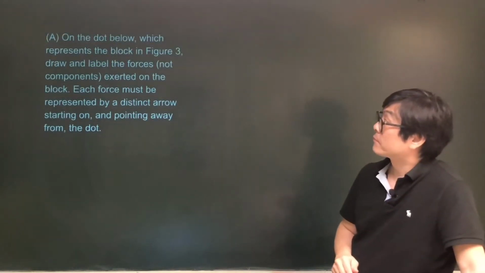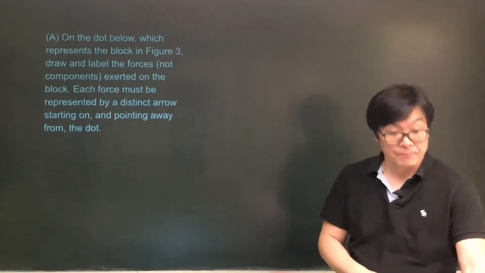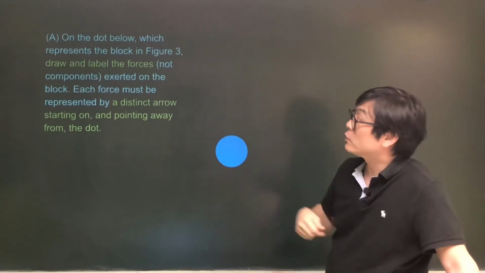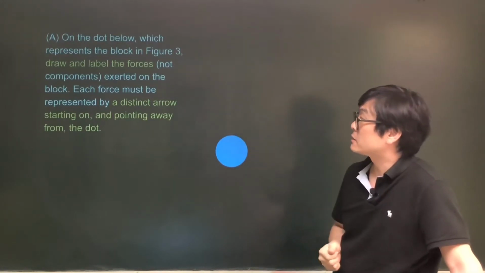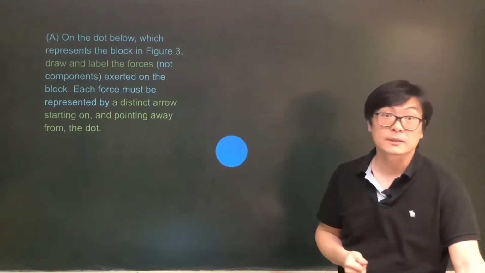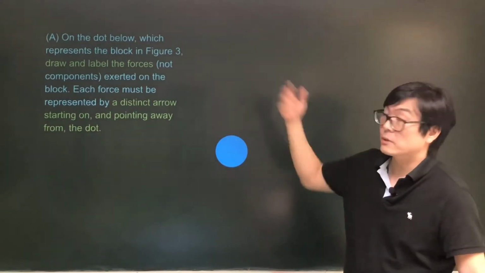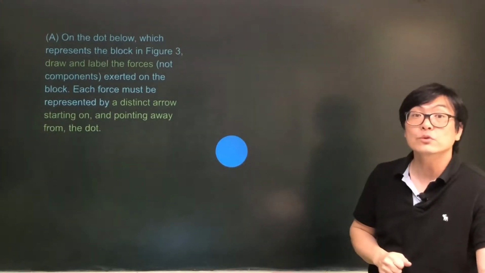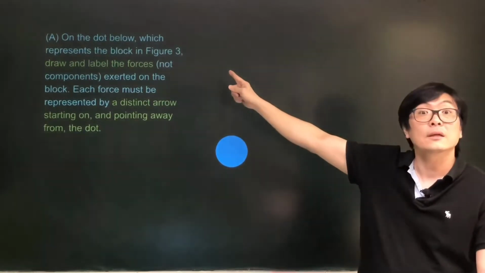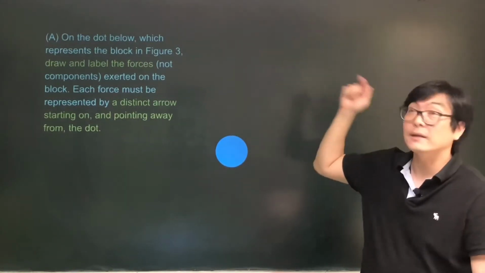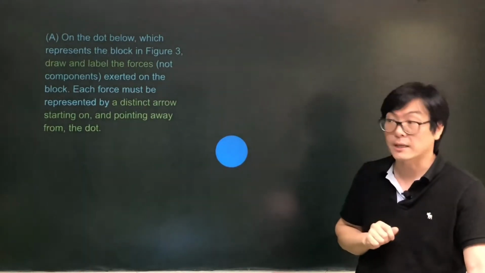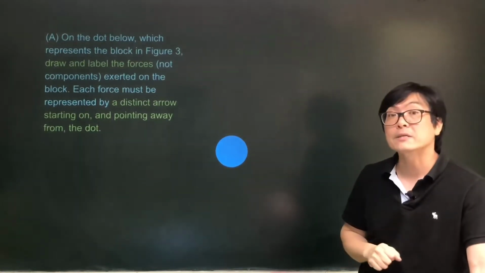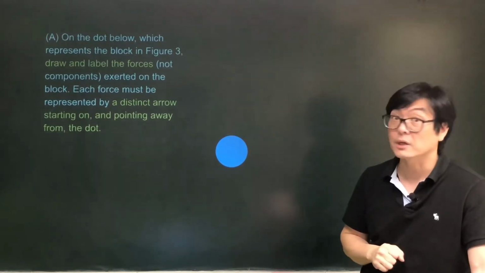For part A, what did you catch? I choose "draw and label the forces, and a distinct arrow starts on and points away from the dot." So we recognize that this question asks us to draw the free body diagram on this dot. Yes, we need to draw the free body diagram, but don't forget labeling. The question asks to draw and label the forces, so you have to label. A lot of students forget the labeling after drawing the proper free body diagram, so they lose partial marks. It's not good.